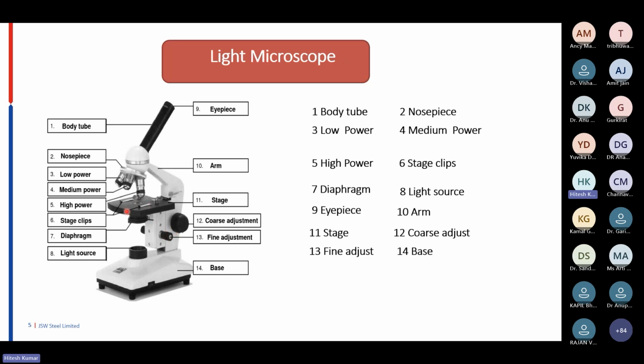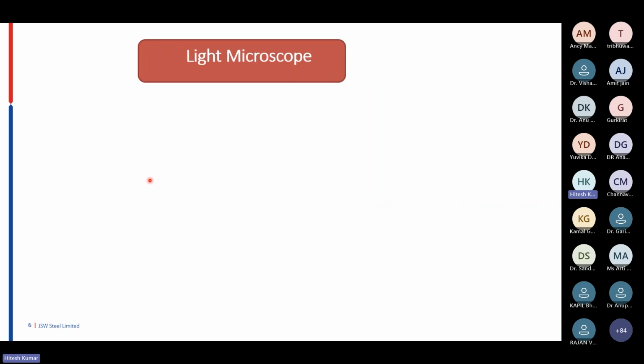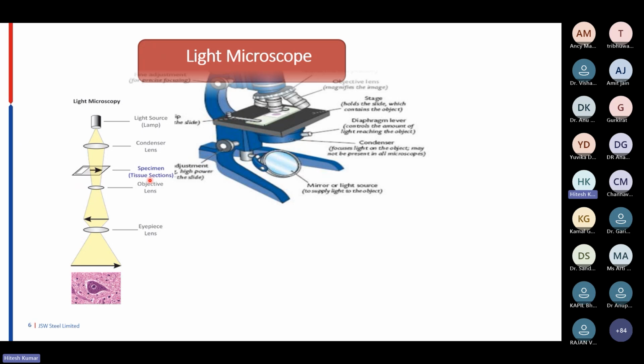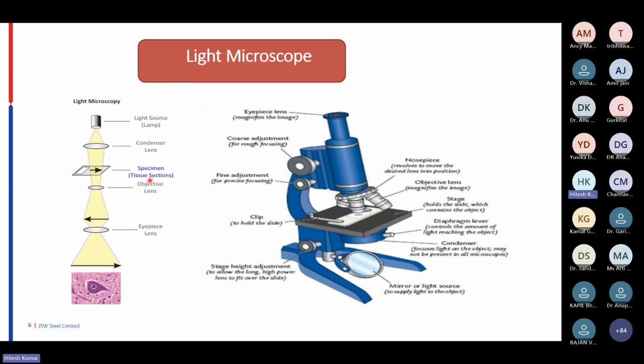In some cases, your stage is opposite of your eyepiece. This is a different light microscope that I'm just going to show you. Some have a coarse adjustment for rough focusing, and you have different specimen tissue sections. You also have a condenser lens, which focuses the light to give you better resolution. So these are the different parts of the light microscope.